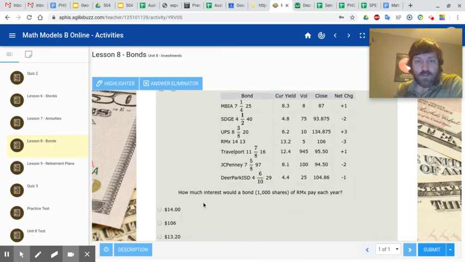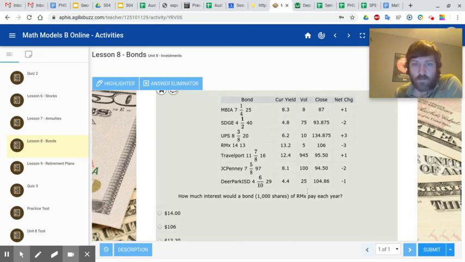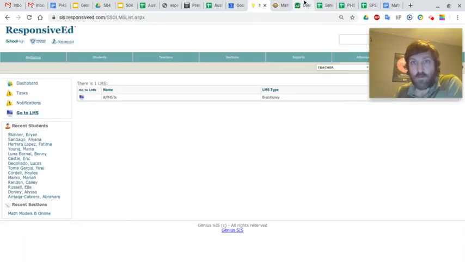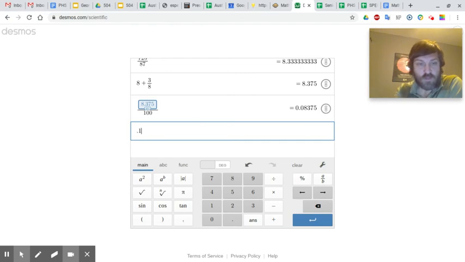Number 6, how much interest would a bond of RMX pay each year? Remember, it's 1,000 shares. And so if we go RMX, we're looking over here and we see it's 14. And so we need to multiply that 14 times 1,000. Okay, so it's going to be 0.14, which is the decimal form of 14%, times 1,000.